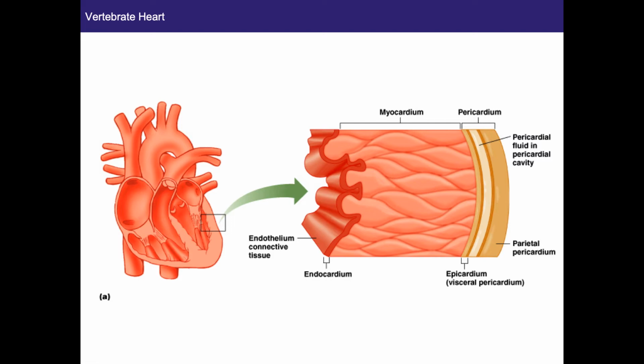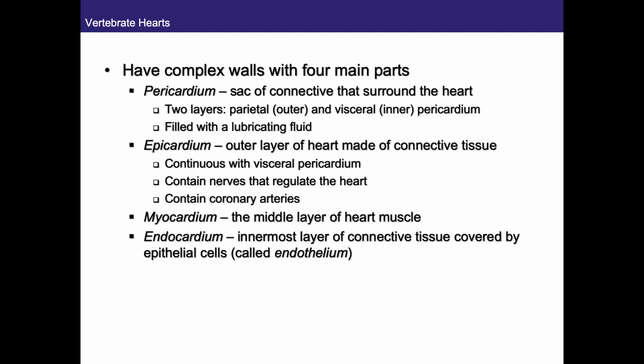All right, and then finally the endocardium. The endocardium is the innermost layer of connective tissue covered by epithelial cells. So there is some active transport that helps to modify the fluid within the heart, the blood. Endocardium. Innermost layer of connective tissue covered by epithelial cells. All right, so you have four different parts. If you need some text associated with what I just talked about, you can go ahead and read it as well.